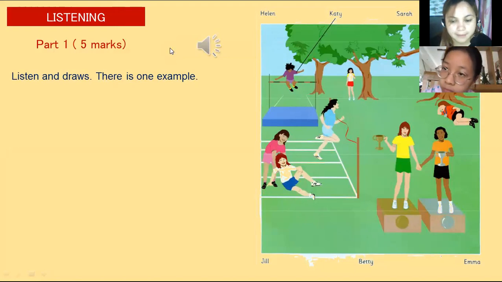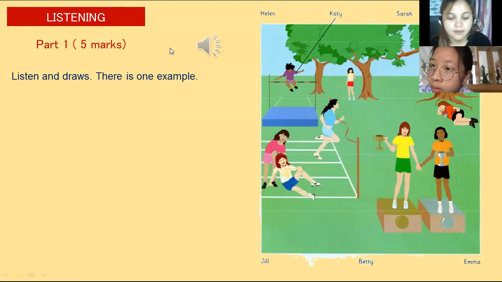Part 1. Listen and look. There is one example. Is that Katie there, near the tree? Yes, it is. Look, she's jumping very high. Yes, she's very good at jumping. Can you see the line? This is an example. Now you listen and draw lines.